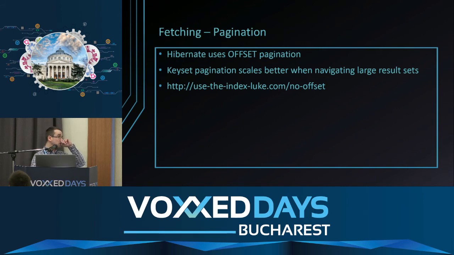Offset pagination is good, but it has some limitations. If you bump into those limitations, then keep in mind that there is a solution to that. You can use keyset pagination. Hibernate does not offer support for it, but you can use native SQL queries to use it. Or there are frameworks that offer it, like jOOQ or Blaze Persistence or other frameworks.